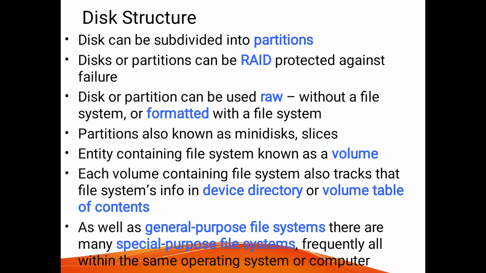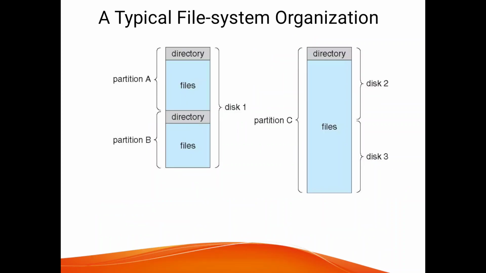So as well as the general purpose file systems, there are many special purpose file systems, frequently all within the same operating system and computer. So in a typical file system organization, the directory is a folder that holds all the files. Consider two partitions, partition A and partition B, in one disk, then partition C in another disk, with the directory and the files.